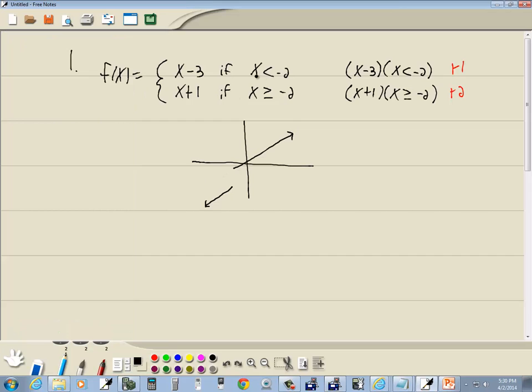Okay, well it looks like this when x is less than negative 2. The less than means it doesn't include this point, so there should be an open dot, open circle. It looks like this when x is greater than or equal to. So it includes this point, so this should be a solid. And that'd be our graph.